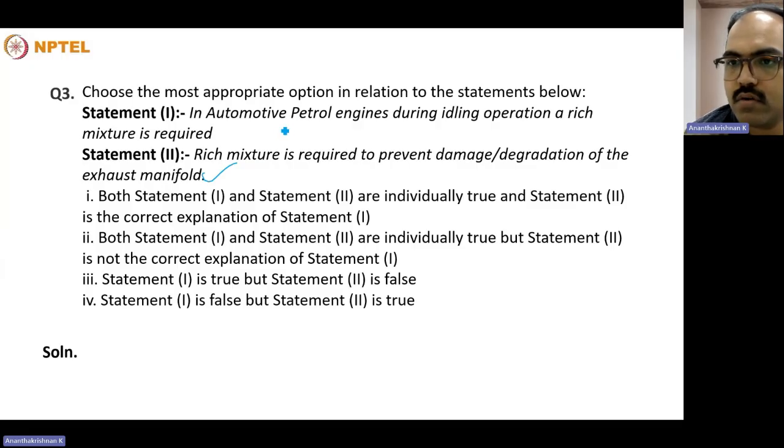In the case of first, in automotive petrol engines during idle operations, a rich mixture is required. Yes, during idle, during starting, cold start cases, we need to provide a rich mixture to provide the sufficient increase in temperature. So option 1 and 2 are right, but is option 2 the right explanation for option 1 or vice versa? No. Both statement 1 and 2 are right, but statement 2 is not the correct explanation. So option 2 is the right answer.